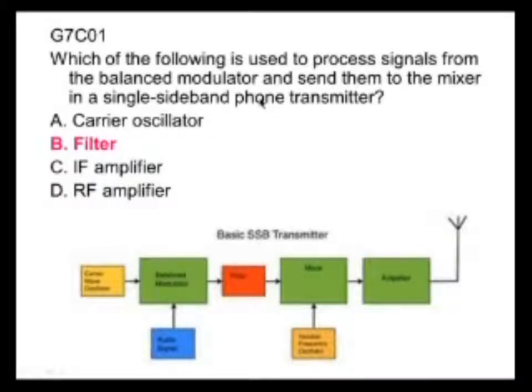Okay, so which of the following is used to process signals from the balanced modulator and send them to the mixer? It's a filter, which takes in the double sideband that was generated in the balanced modulator, strips off the sideband you don't want, and then it goes on to the mixer where it's brought to the operating frequency, amplified, and transmitted. So the correct answer there is filter.